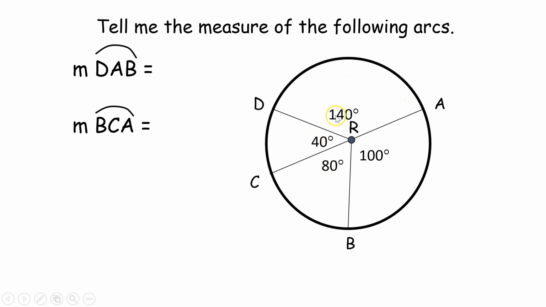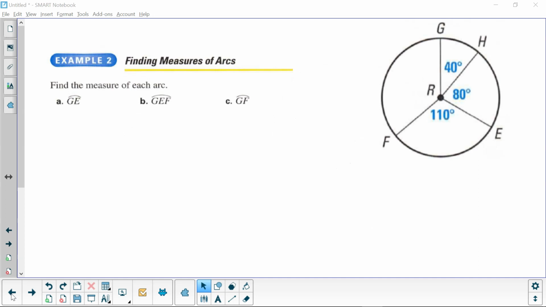So arc DAB would be 140 plus 100 equaling 240 degrees, and BCA would be 80 plus 40 plus 140, leaving us with 260 degrees. A couple of more examples. Find the measure of each arc.